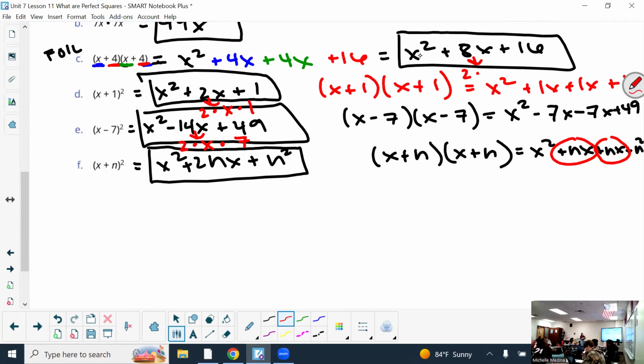What's the square root of x squared? What's the square root of 16? 4. Isn't 8x 2 times x times 4? So that is another way to identify it just from the fact that it's in standard form and the first term and last term are perfect squares. The middle term is always 2 times the square roots, then you have a perfect square.